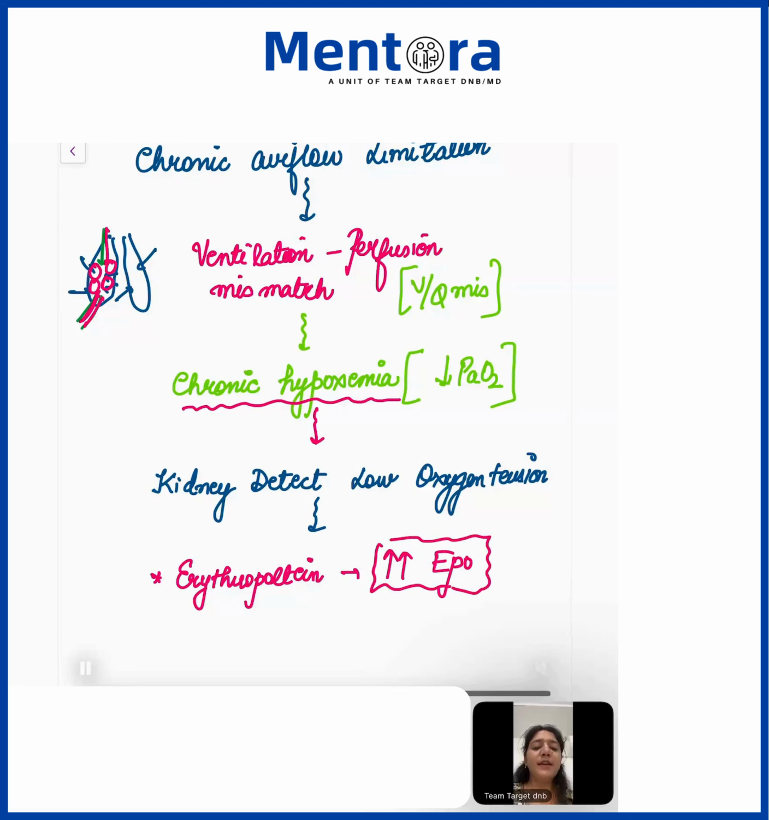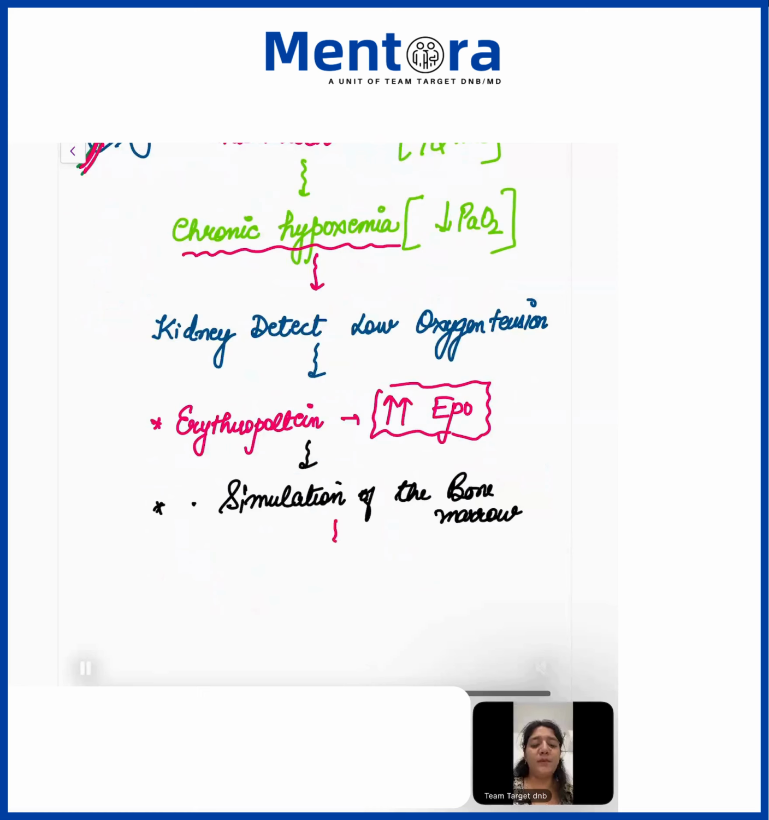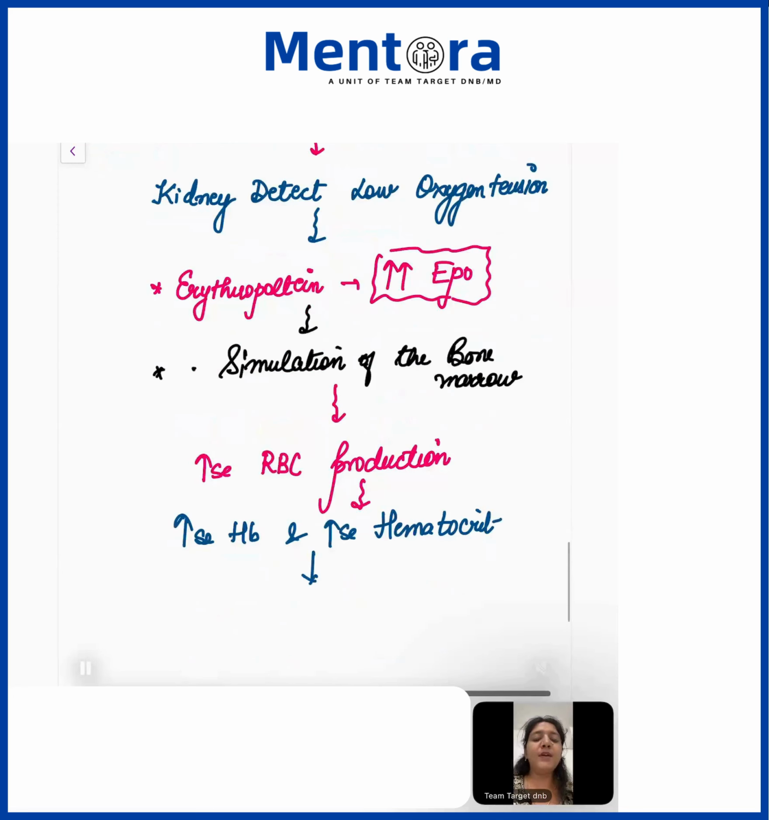Now, when the kidneys detect this low oxygen tension and there is a rise in the erythropoietin levels, there will be stimulation of the bone marrow. And once this bone marrow gets stimulated, it will cause more and more production of RBCs. This will ultimately cause an increase in the hemoglobin levels and an increase in the hematocrit levels. So, the entire pathophysiology is moving towards a rise in the level of erythropoietin, stimulation of the bone marrow, an increase in RBC production, an increase in the hemoglobin, and this is called secondary polycythemia.